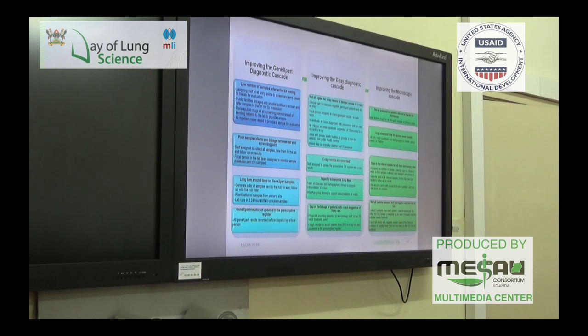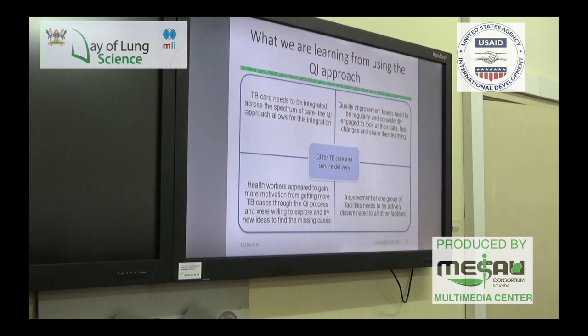Okay? So what we are learning from using the quality improvement approach is that TB care needs to be integrated across the spectrum of care. And the QI approach allows for this integration. QI teams need to be regularly and consistently engaged to look at their data, test changes, and share their learning. And what we know is that health workers appear to gain more motivation from getting more TB cases through the QI process, and they are willing to explore and try new ideas to find the missing cases. And of course, improvement at one group of facilities needs to be actively disseminated to all other facilities.